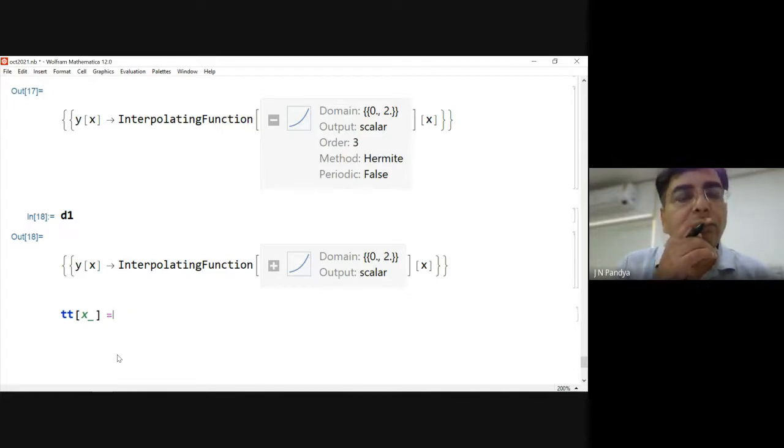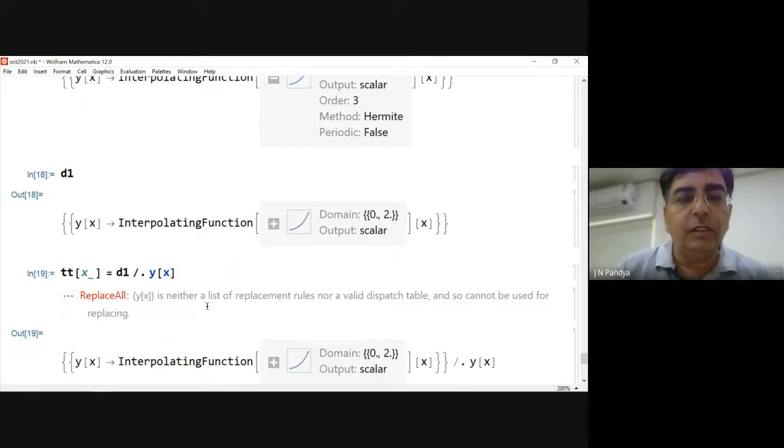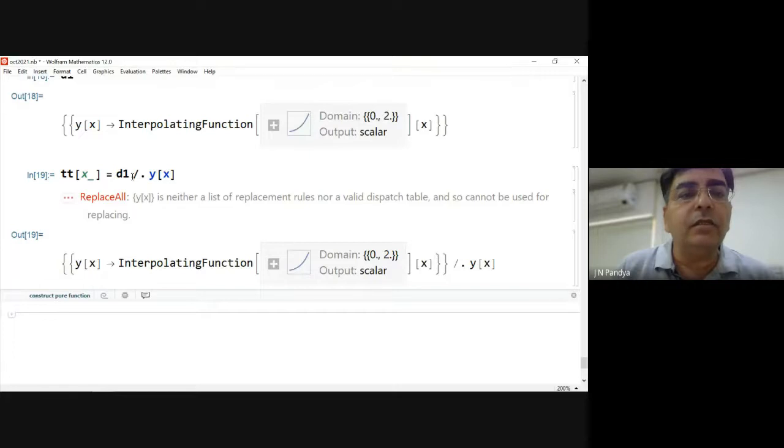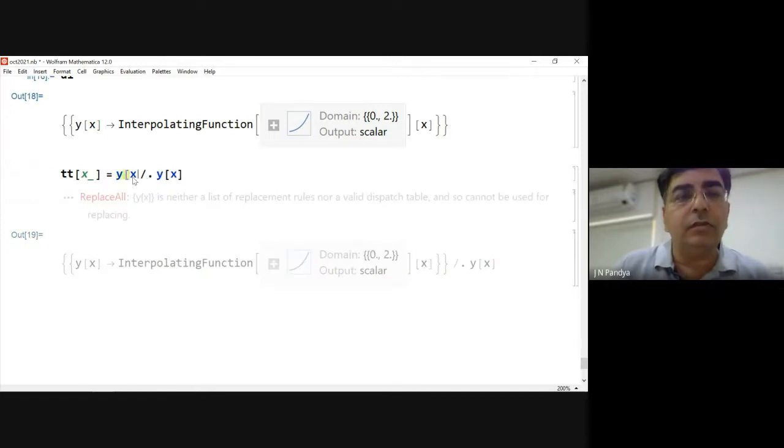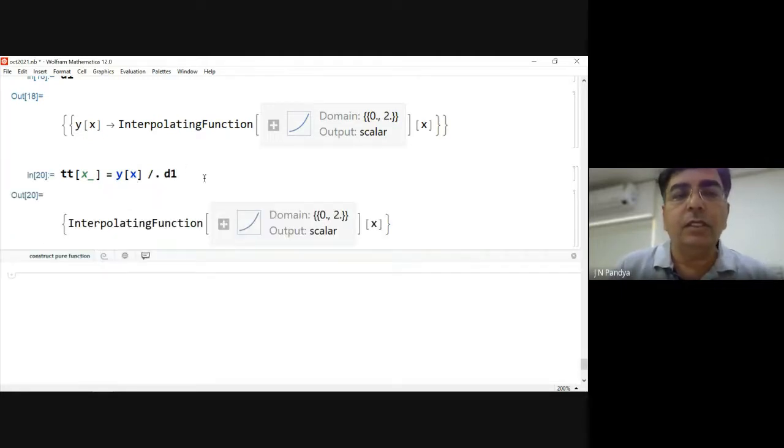D1 slash dot y of x. Let me see whether, no, it is replacing it, y of x from D1, I think. This particular thing I don't use very frequently, so I tend to forget it. Okay, so let me have this thing as.